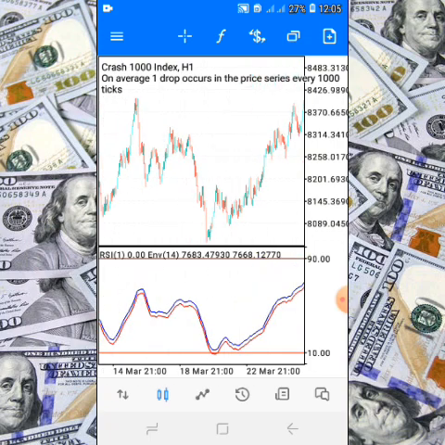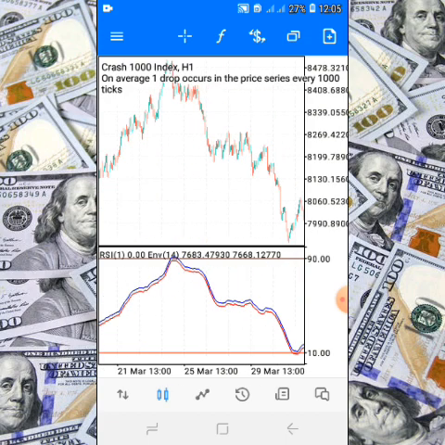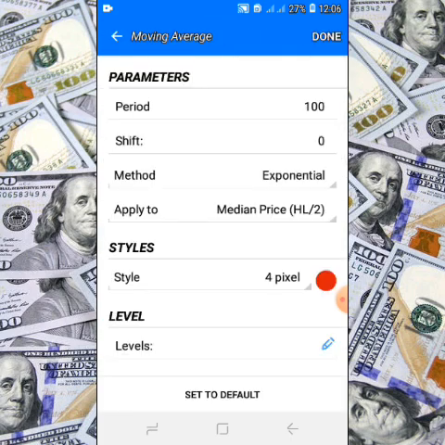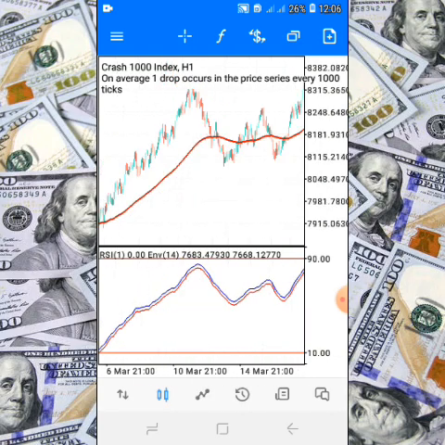Okay, now the strategy that I'm going to show you, you can use this for spikes. Okay, you can use it for spikes and you can use it for scalping opportunities, right? So the next indicator that we're going to add to the chart is our moving average. Now make sure that your parameters are like this. The period should be 100, sub 0, method exponential, applied to median price, high or low, styles 4 pixel red. Okay, so this is how it's going to look like.